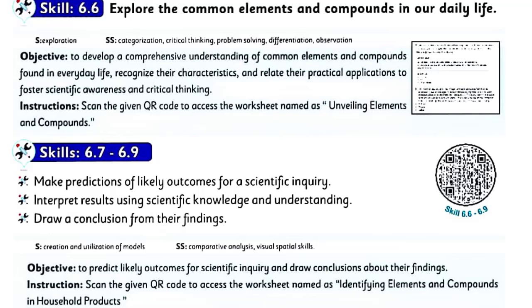Skills 6.7 to 6.9: Make predictions of likely outcomes for a scientific inquiry. Interpret results using scientific knowledge and understanding. Draw a conclusion from their findings. Objective: to predict likely outcomes for scientific inquiry and draw conclusions about their findings.